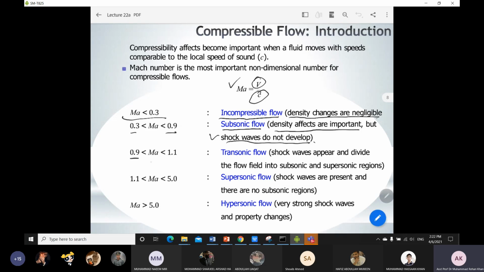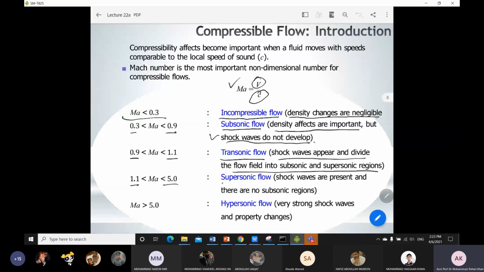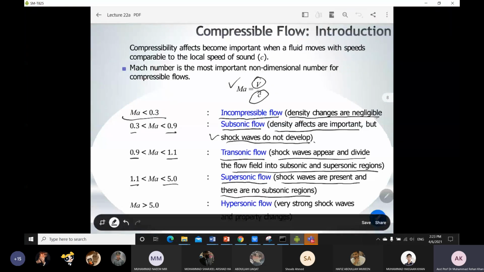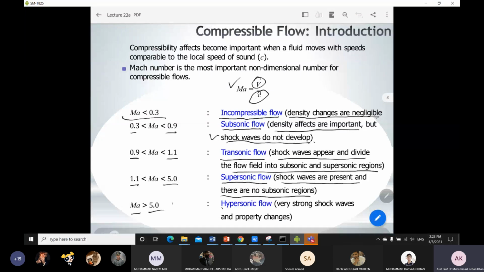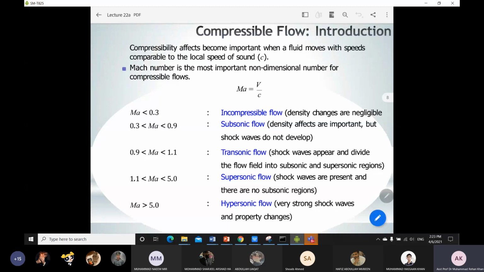If the Mach number is between 0.9 and 1.1, we have transonic flow, and shock waves appear and divide the flow field into subsonic and supersonic regions. Similarly, if the Mach number is between 1.1 and 5.0, it is supersonic flow, so shock waves are present and there is no subsonic region. If the Mach number is greater than 5.0, it is hypersonic flow, and very strong shock waves and property changes are seen in this type of flow. These are the characterizations of compressible flow: subsonic, transonic, supersonic, and hypersonic. This is the basic idea behind incompressible and compressible flow.